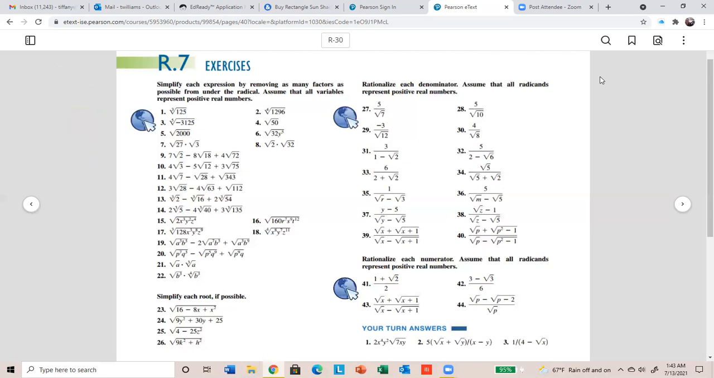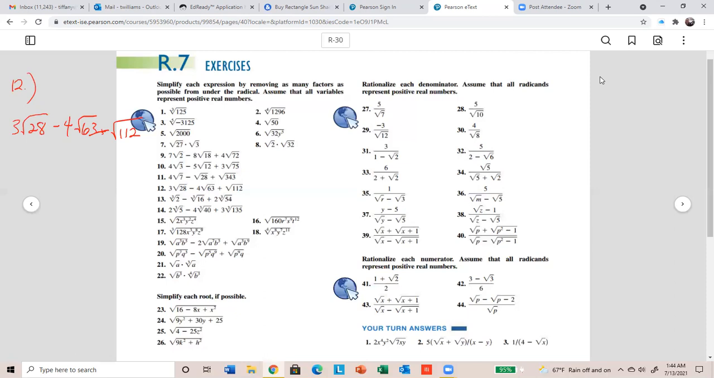So I'm going to do number 12. I've got 3 on the square root of 28 minus 4 on the square root of 63 plus the square root of 112. To add or subtract radicals, you have to have the same index, meaning square root, cube root, whatever, and you also have to have the same radicand. Remember, radicand is the number that's underneath your root.